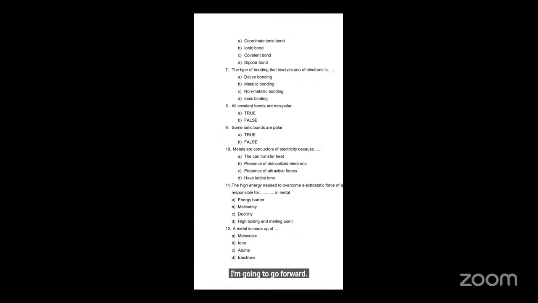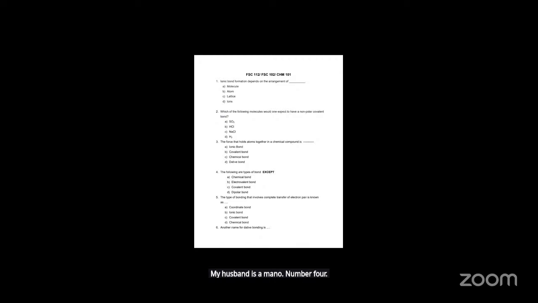Number 11: the following are types of bond except. Chemical bond is not a type of bond. Dipolar bond is a bond. I did that intentionally. Dipolar bond can also be called coordinate bond, dative bond, or coordinate covalent bond.